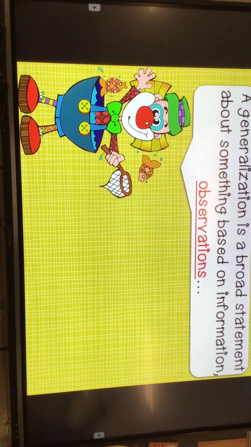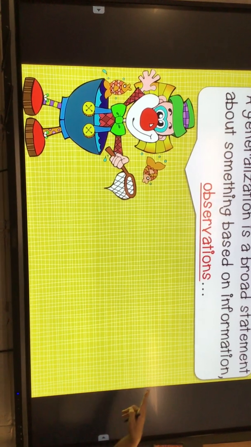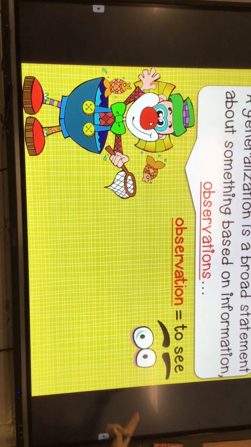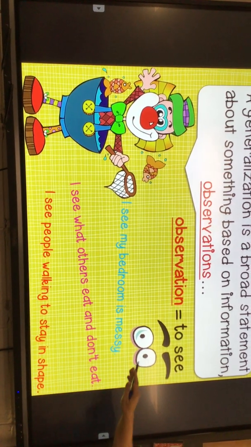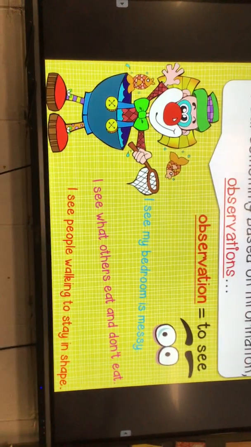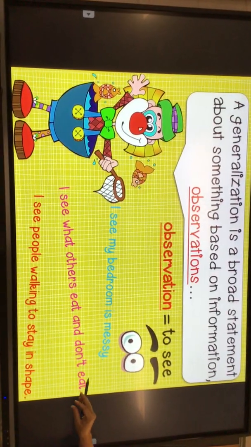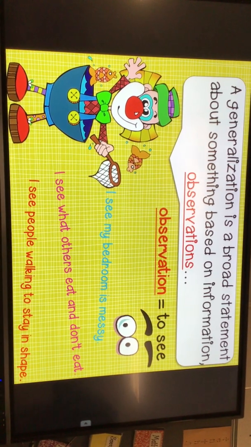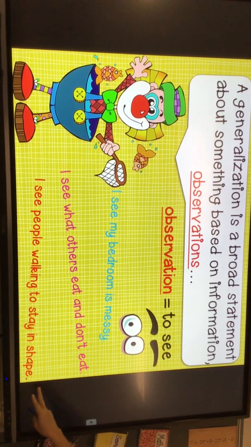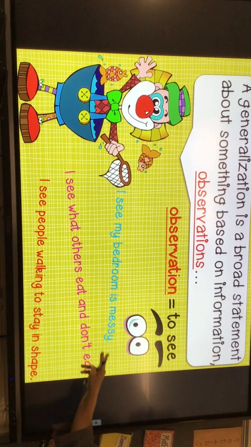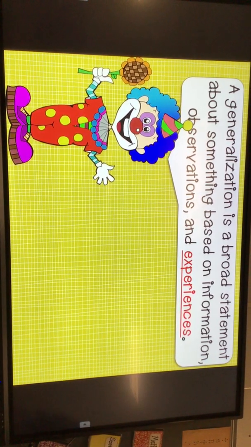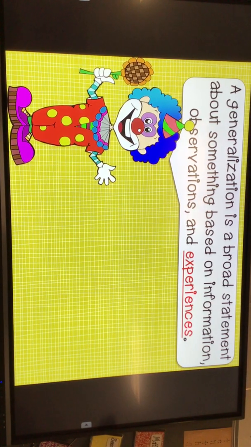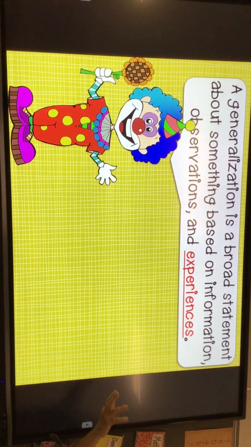A generalization is a broad statement about something based on information, observations. An observation, we observe something, we watch it, we can see it. So, I see my bedroom is messy. That is an observation. I see what others eat and don't eat. So I can see that somebody may eat broccoli at lunch, somebody else may not eat it. I see people walking to stay in shape.